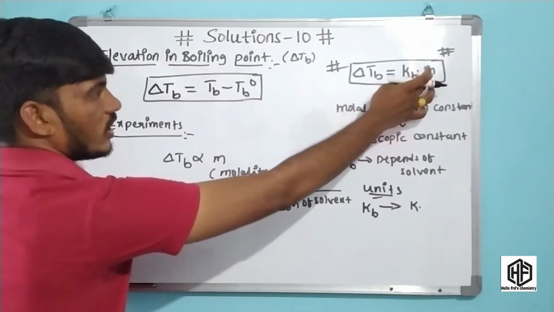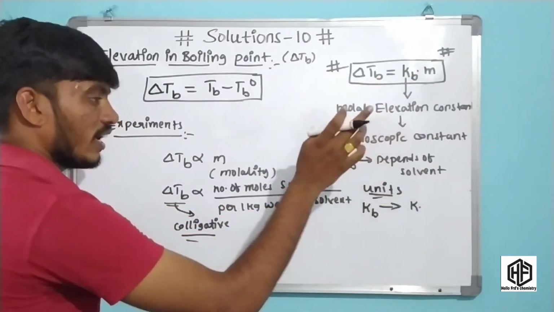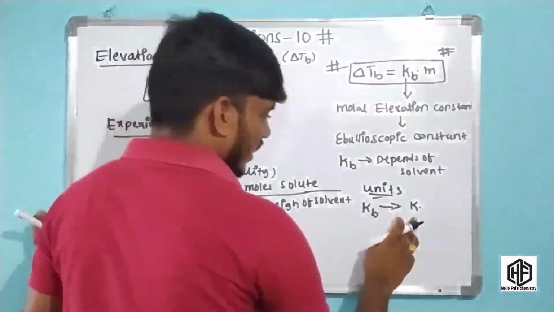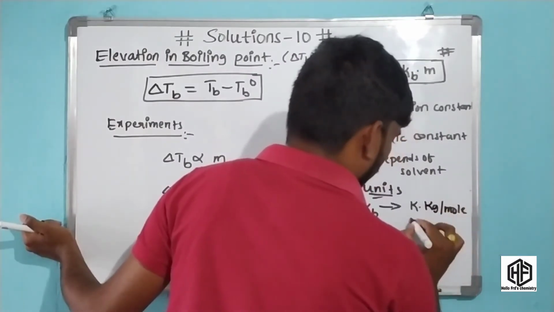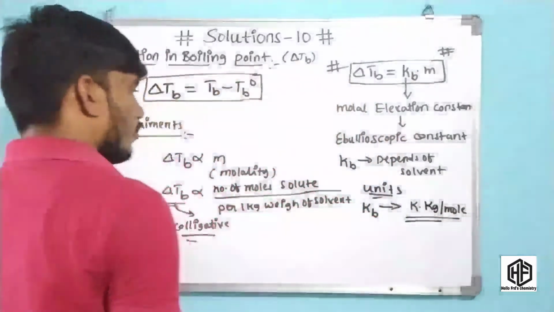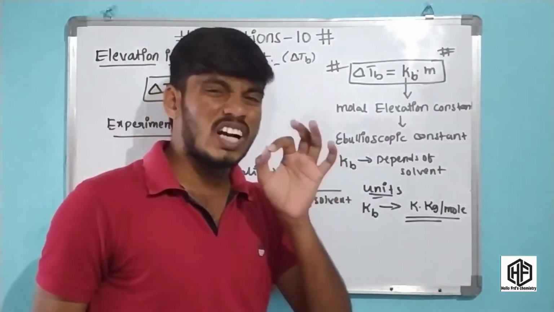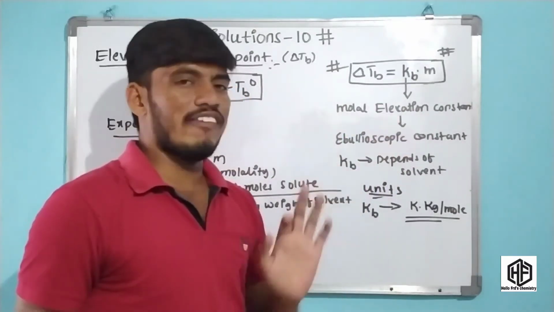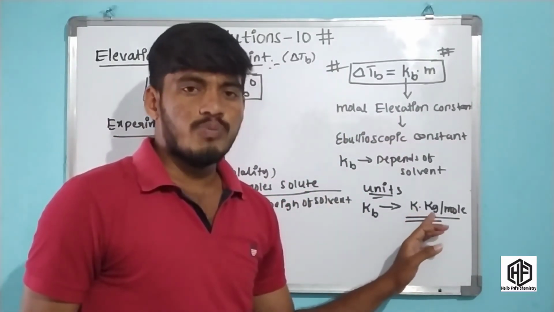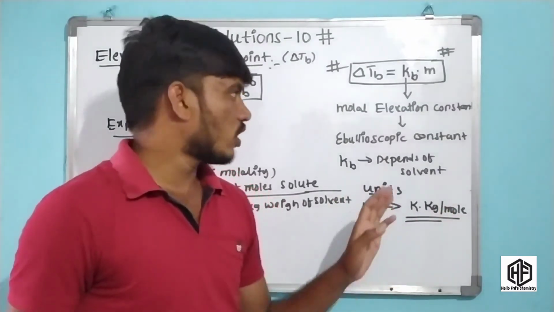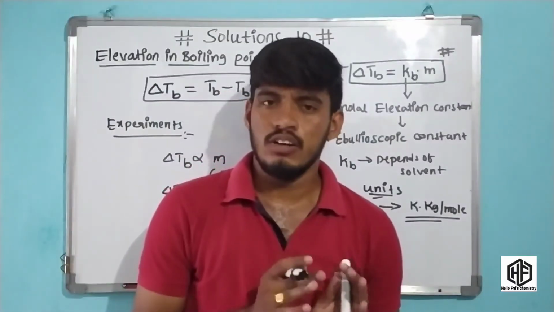Now in this case, the mole is in the denominator, so we get kg per mole. Kelvin into kg per mole is the unit of this ebullioscopic constant or molar elevation constant. The molar elevation constant units are Kelvin kg per mole. Okay friends, this is the concept of the elevation in boiling point.